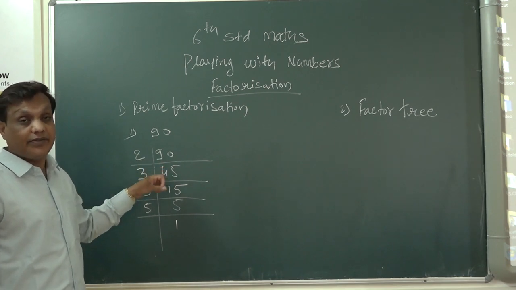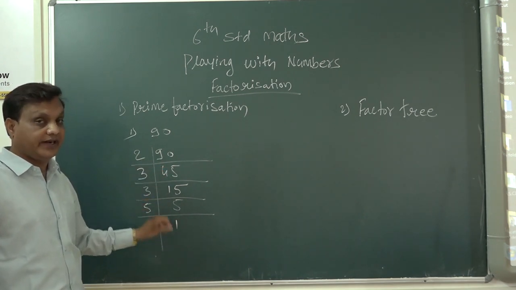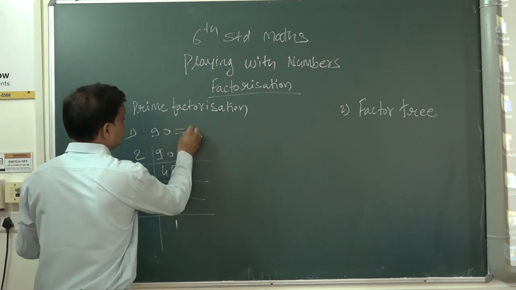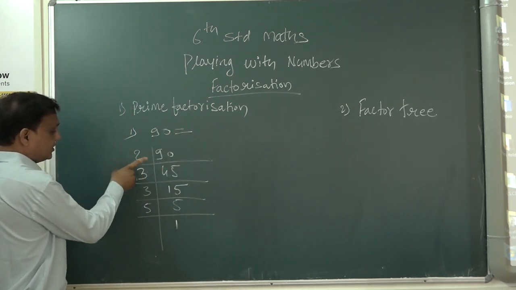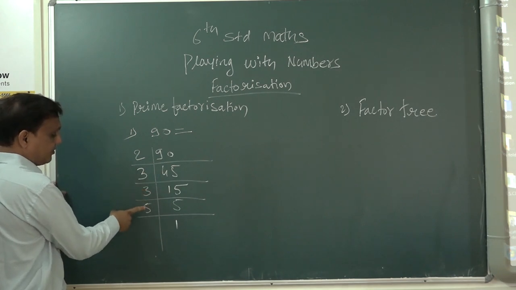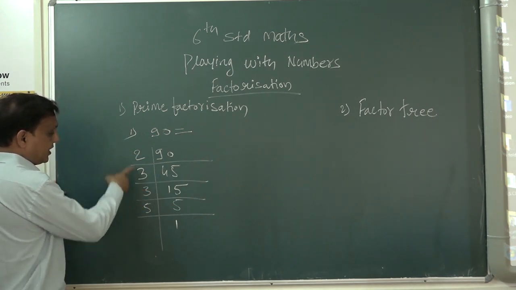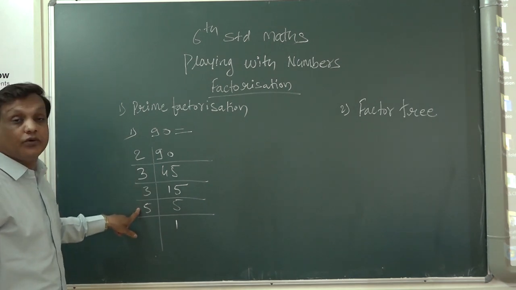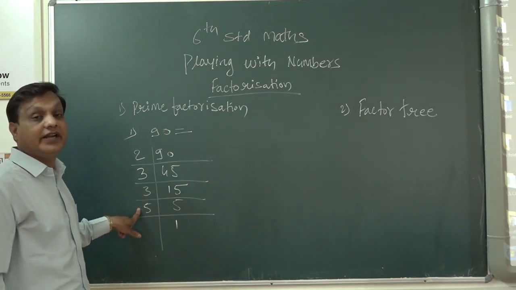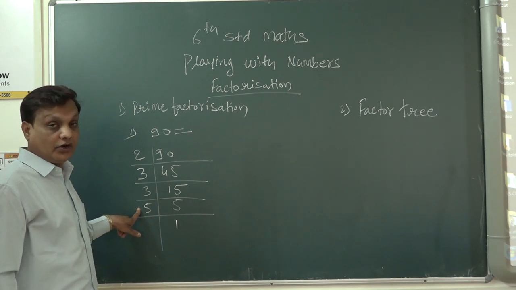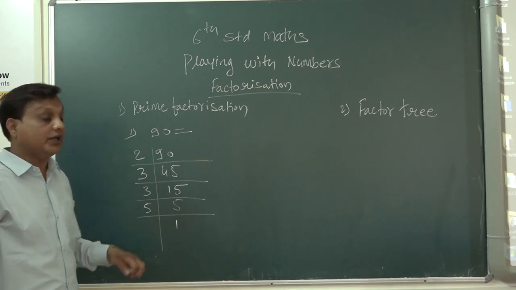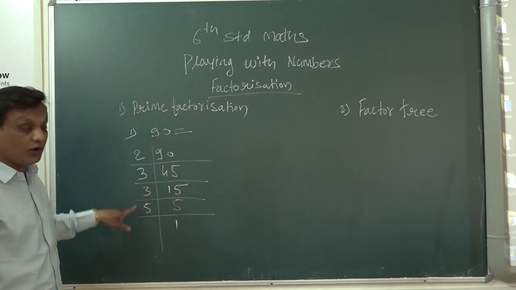See which number comes in which table, and with that table you have to divide. So what are the factors? 2 is a prime number, 3 is a prime number, 3 is a prime number, 5 is a prime number. Here we are getting all prime numbers. We have to take only prime numbers for finding the prime factors. We cannot take a composite number.